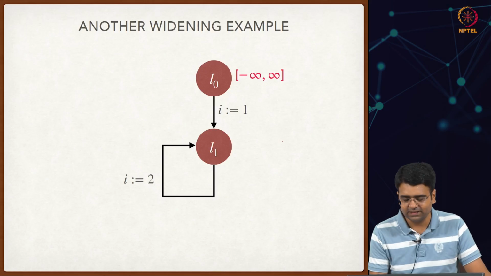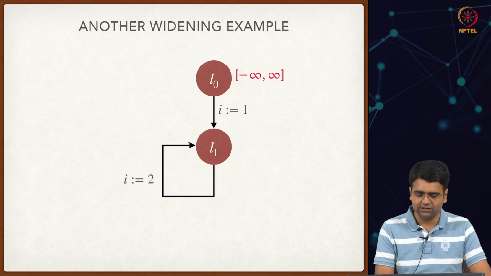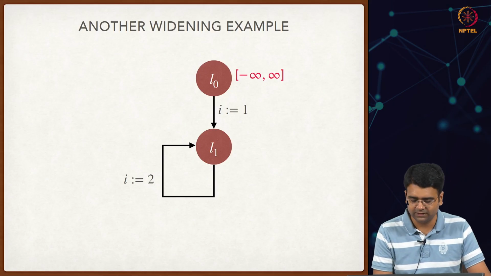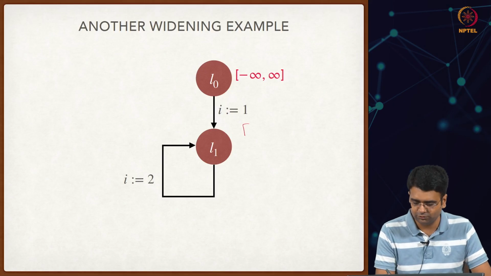Okay, so let us look at this very simple example. While going from location L0 to L1, I assign 1 to the variable I, and from L1 there is a self loop which keeps on assigning the value 2. But just by looking at the program, you can surmise that at the location L1, the value that the variable I can take is either 1 or 2. So, it should be in the interval 1 comma 2.